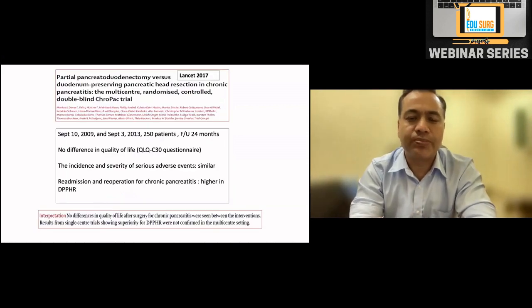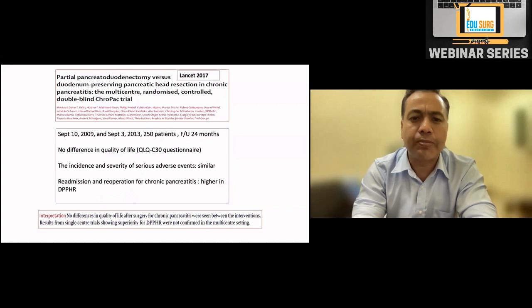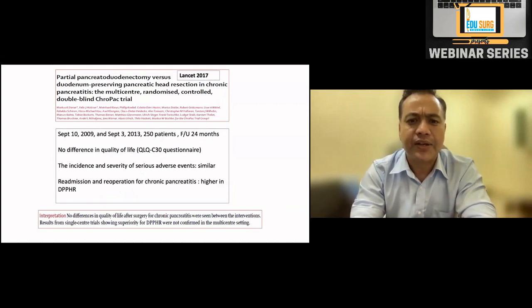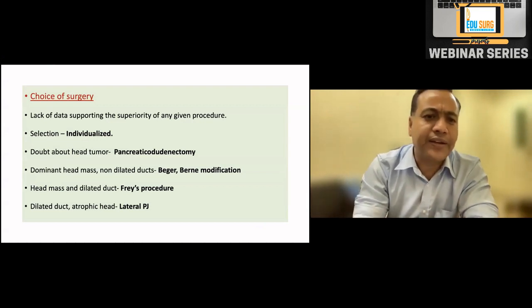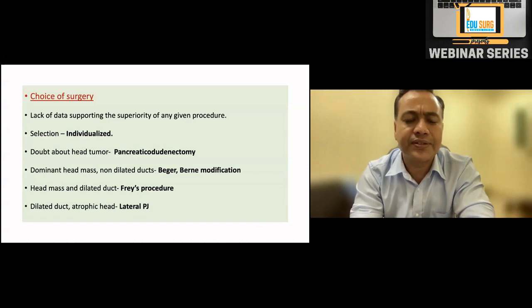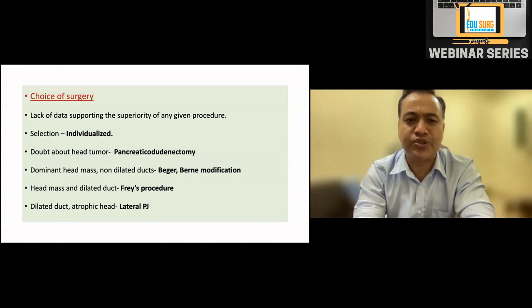Now, among these various surgical procedures, there has been comparison, and there are a good number of publications like this one, which was the CROPAC trial, performed comparing pancreaticoduodenectomy versus other duodenum-preserving pancreatic head resection in patients with chronic pancreatitis, a multicentric randomized trial, more than 250 patients, 24 months follow-up. However, this randomized trial failed to show any obvious difference between these two types of surgical procedures. So I can say, in choosing the surgery for chronic pancreatitis, there is still a lack of data supporting the superiority of any one given surgical procedure over the other.